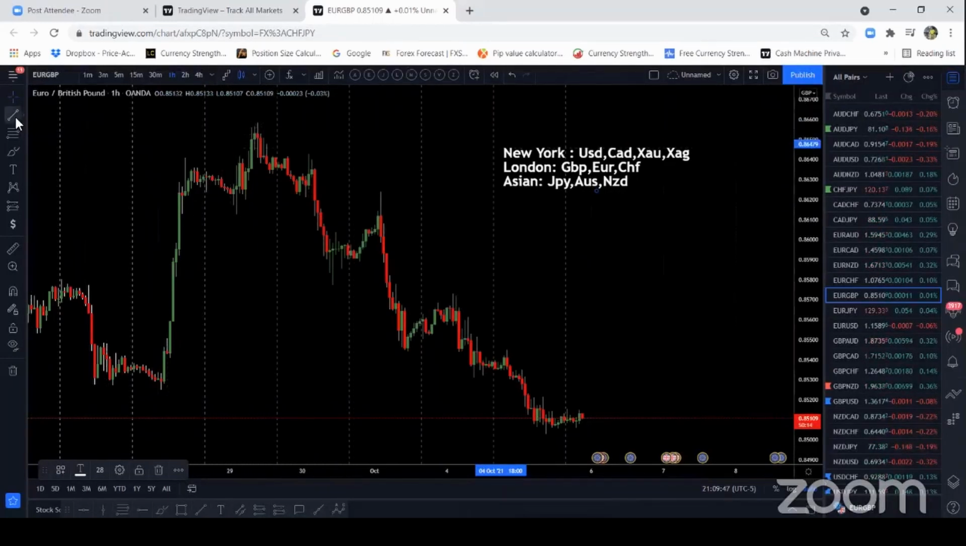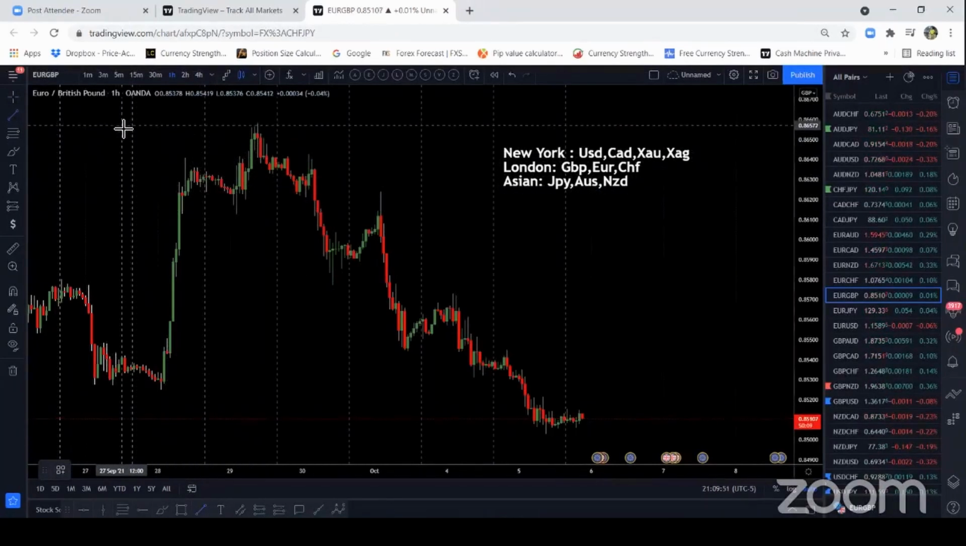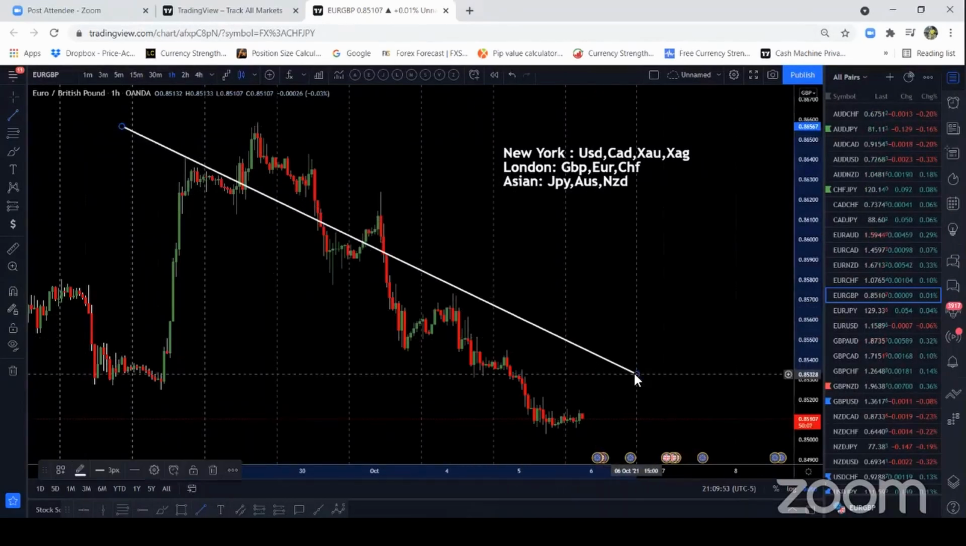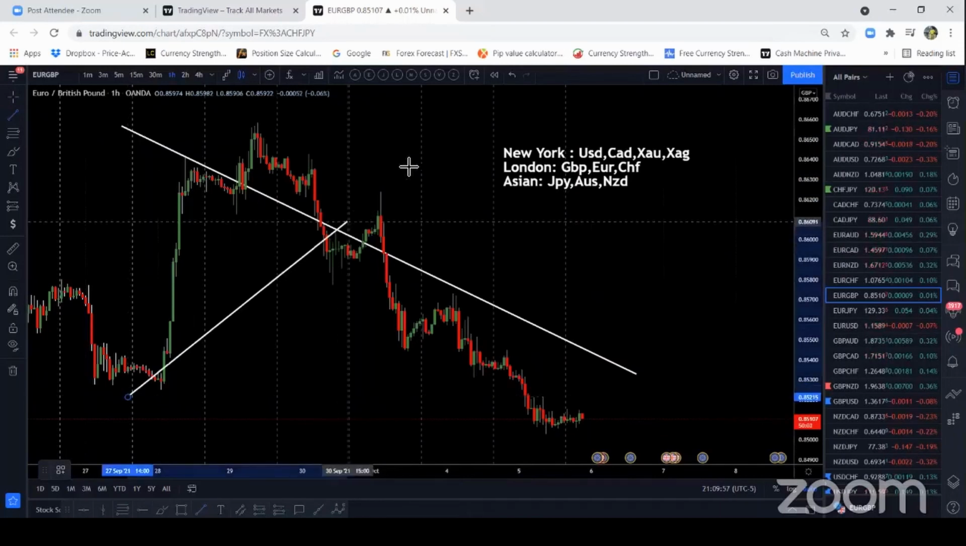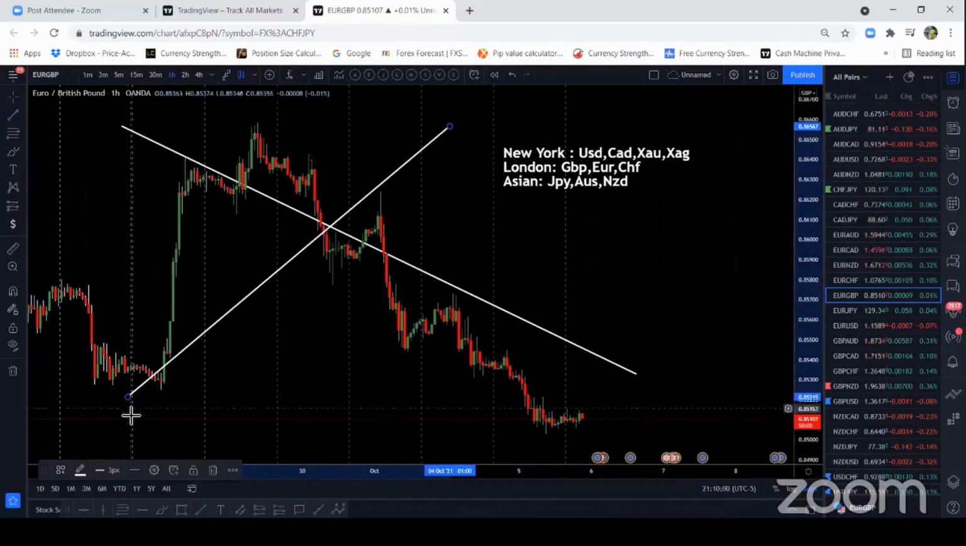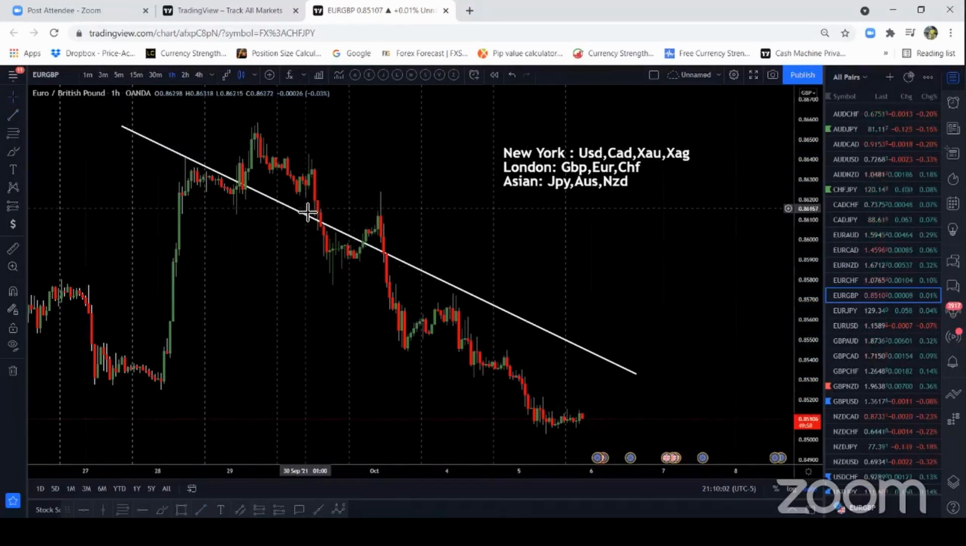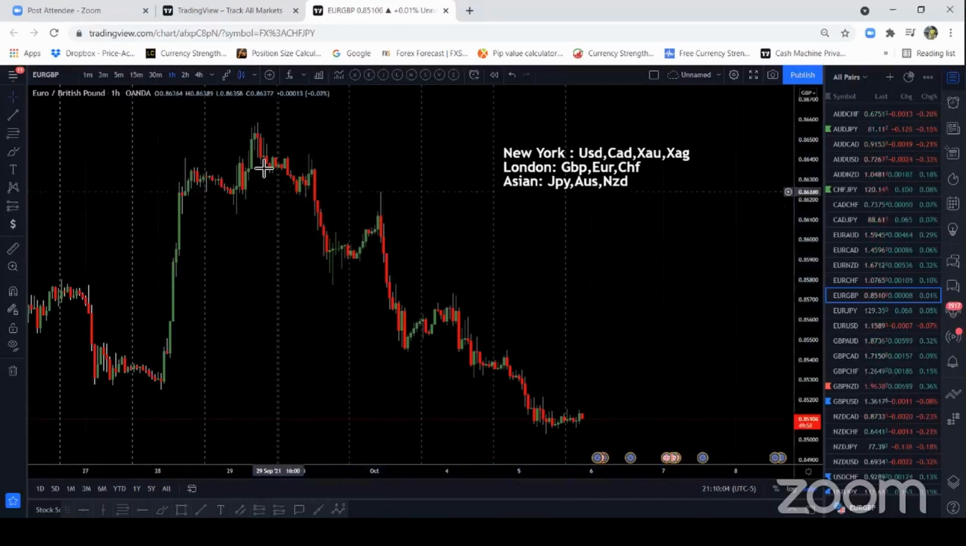What you look for, of course, is the trend. So if the chart looks like it's going from this side to this side, then that's a downtrend. If the chart looks like it's going from bottom left to upper right, it's an uptrend. It's really simple like that.